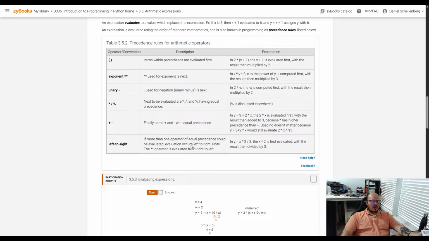Left to right. If more than one operator of equal precedence could be evaluated, evaluation occurs left to right. Note the exponent operator is evaluated from right to left. In y equals x times 2 divided by 3, x times 2 is evaluated first with the result then divided by 3. So what I was saying earlier, it would evaluate going from left to right.